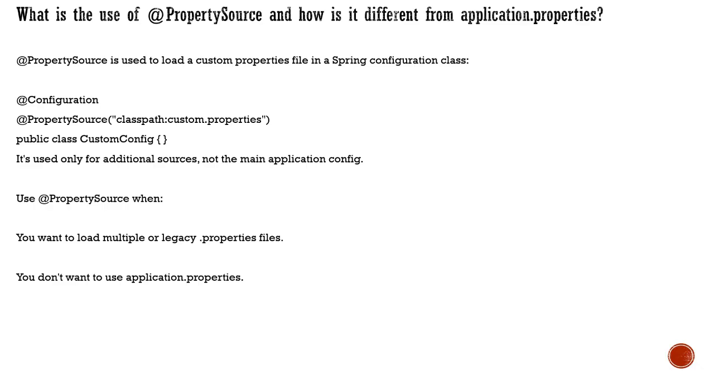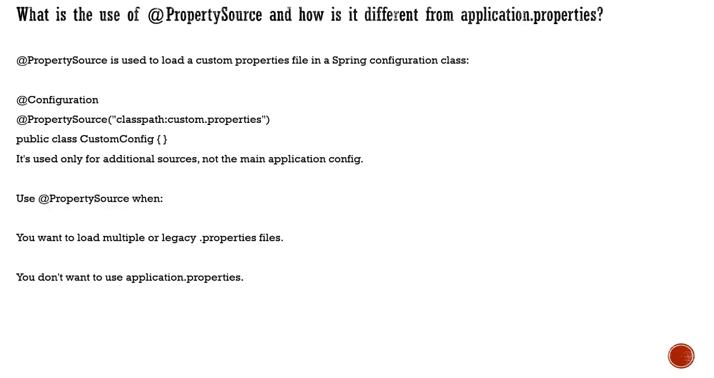So in the classpath you have maintained it. Now you have to define that particular class and annotate it with these two annotations which I've given here. Now this is used only for additional sources, not for the main configuration. The main configuration we already discussed, but you use @PropertySource if you want to load multiple or legacy properties files, and you don't want to use the application.properties. In that case we use @PropertySource.